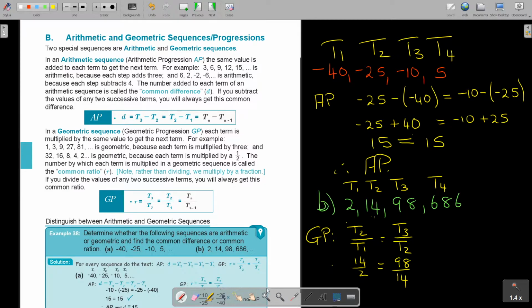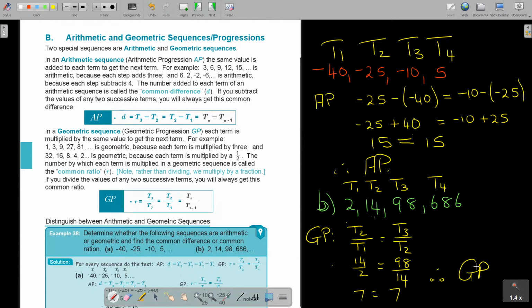Now I know 14 divided by 2, that's nice, that's 7. Let's see, and 98 divided by 14, that's also 7. Oh, so therefore it's a GP. So for me, step one: if you get a sequence, test to see if you are dealing with APs or GPs. In APs, they call this the constant difference. That's the value of d.